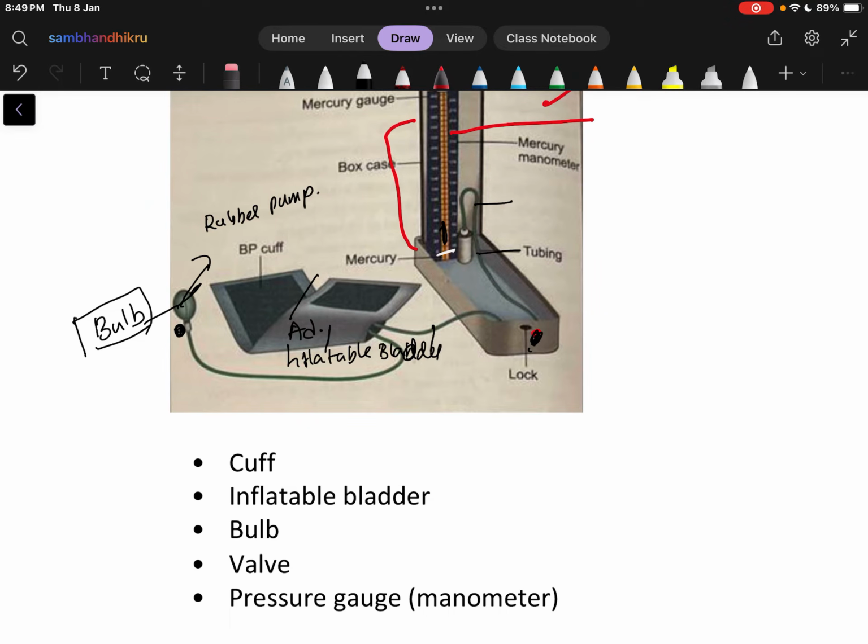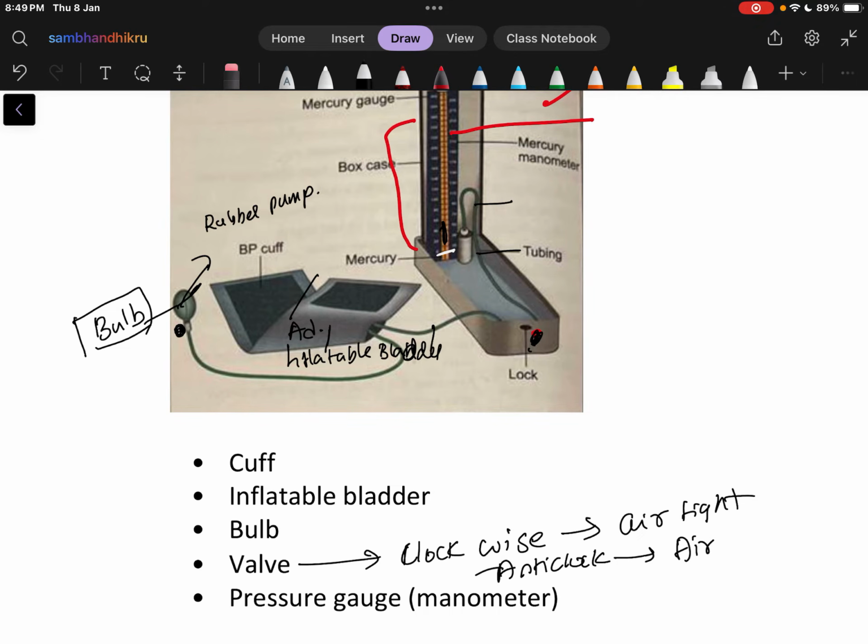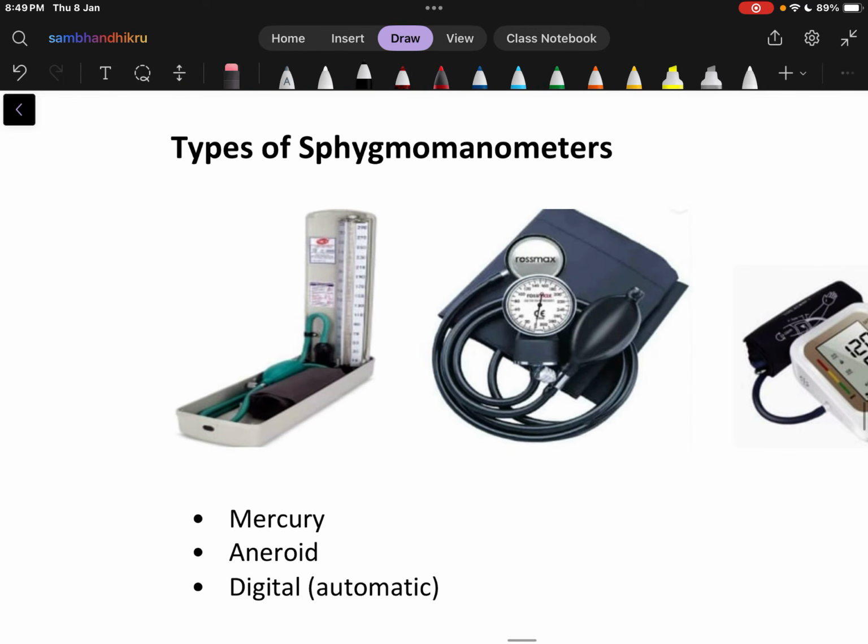You can rotate it clockwise and anti-clockwise. If you rotate clockwise, that will give you airtight. Anti-clockwise will give you air release. Okay, a pressure gauge will be there in the sphygmomanometer. Clear? So what are the types of sphygmomanometer?